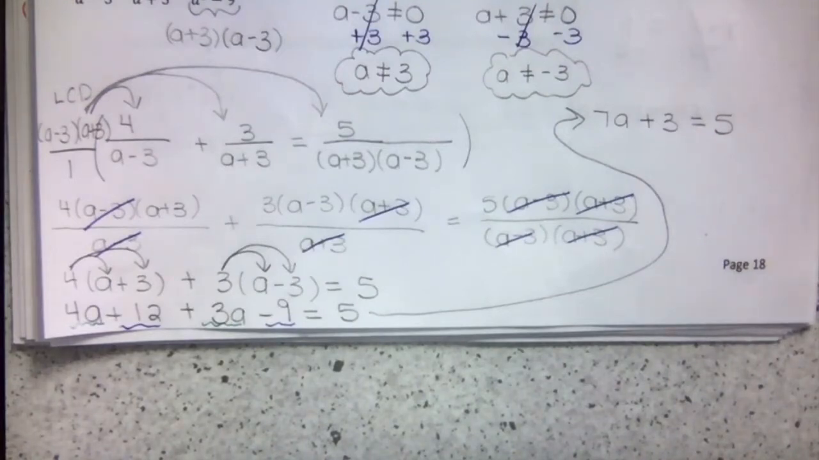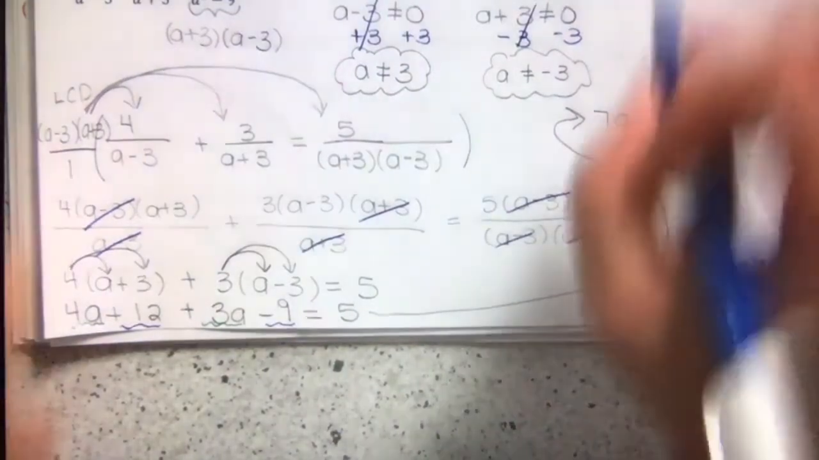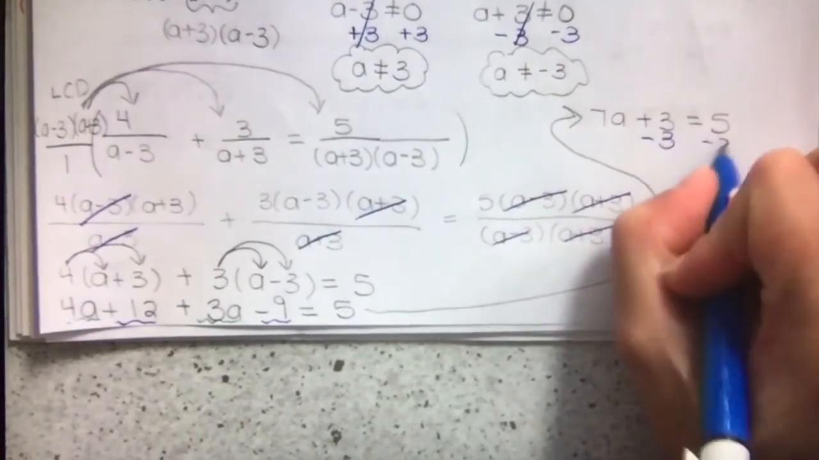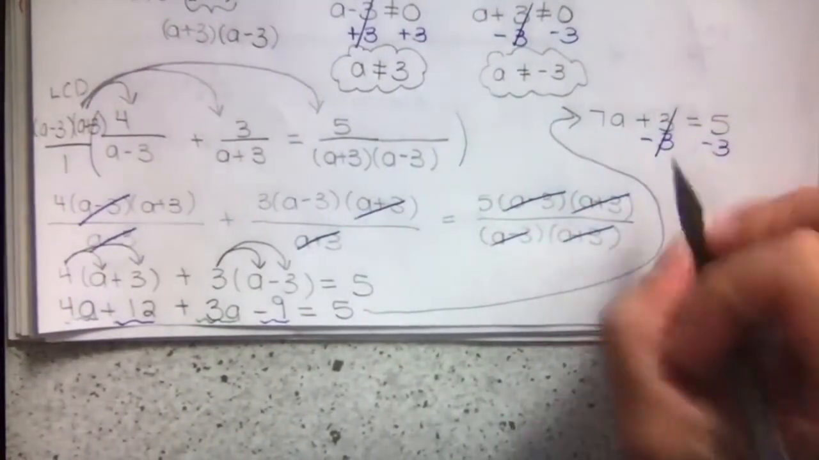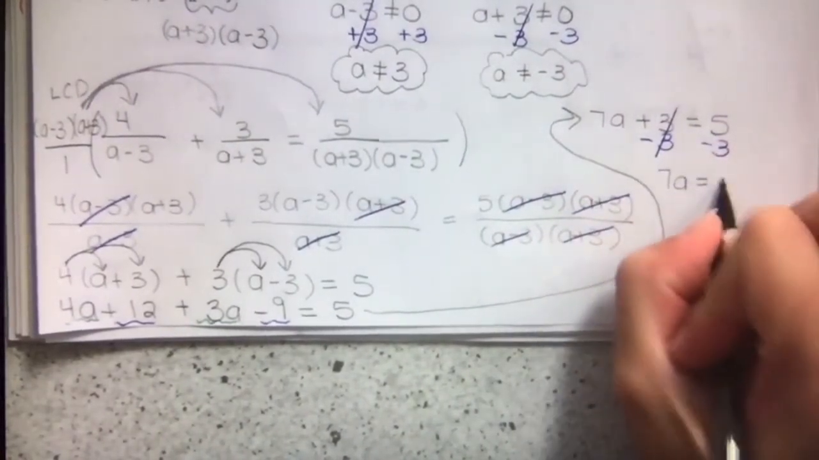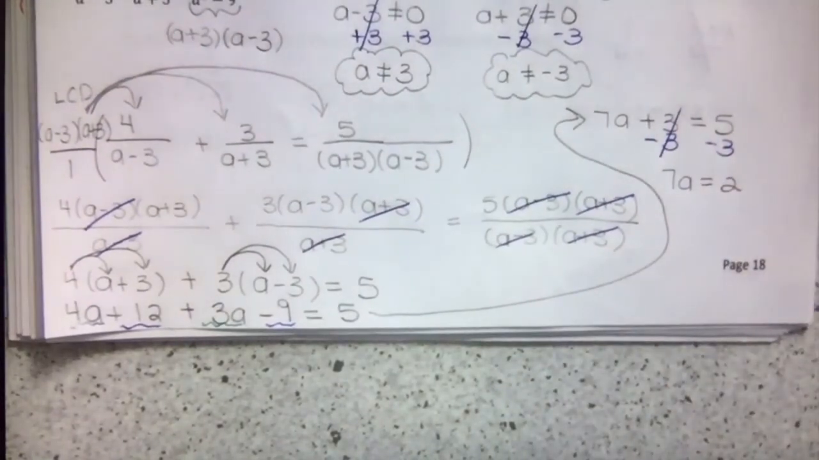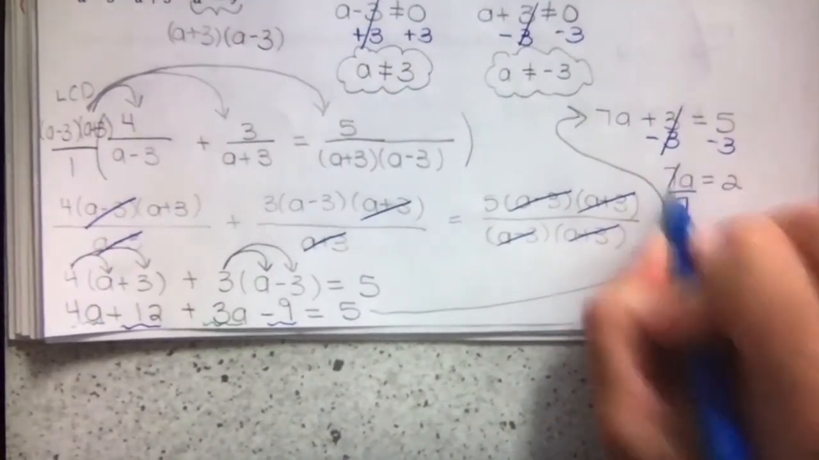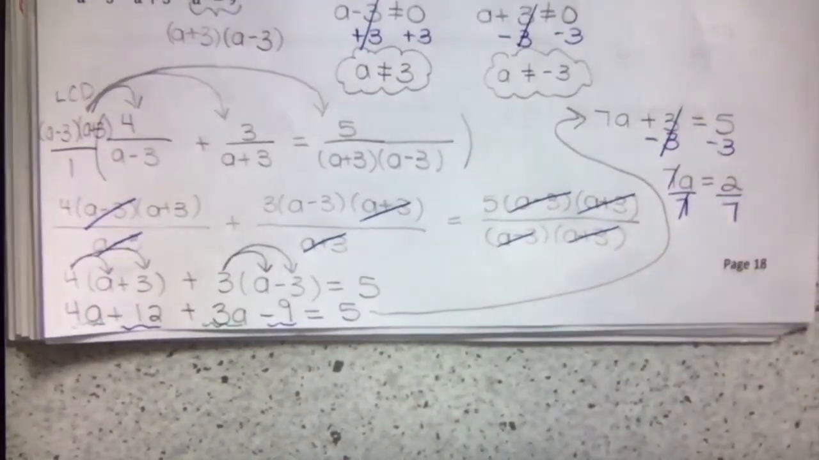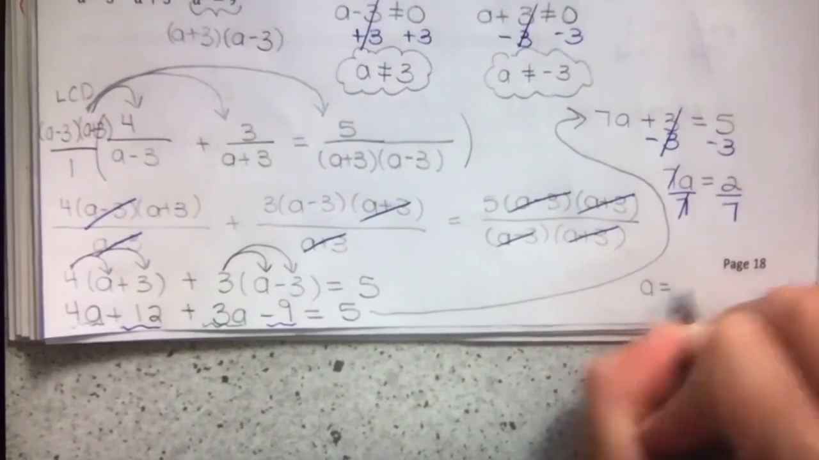Now solving, we're still combining like terms. We can go ahead and subtract that 3 from both sides and get 7a equals 2. Last but not least, getting a by itself. Help me out. What should we do? Divide by 7. So we are left over with a equals 2 over 7.